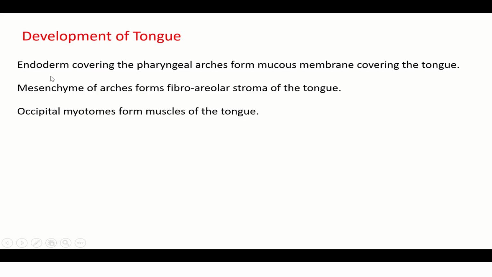So what are the main sources from which the tongue develops? The endoderm covering the pharyngeal arches will form the mucous membrane covering the tongue. Then mesenchyme of the arches will contribute in the formation of the fibrillar stroma of the tongue, and the occipital myotomes will form the muscles of the tongue. So when these occipital myotomes are migrating, they also drag their nerve supply, the hypoglossal nerve. So that's why the hypoglossal nerve will run superficial to the external and internal carotid arteries.